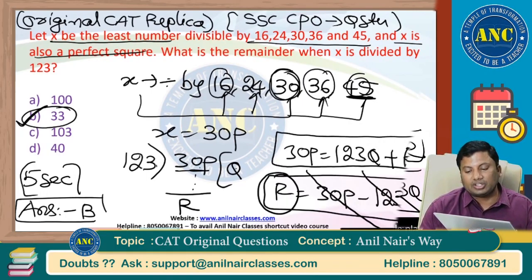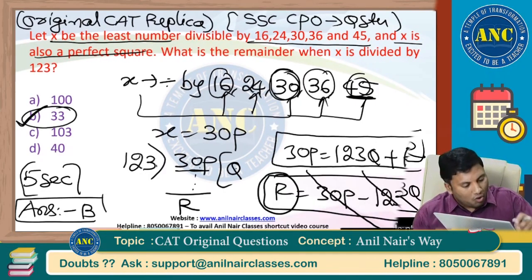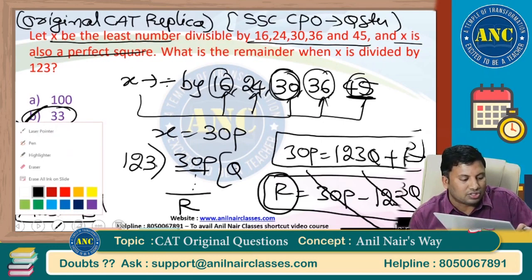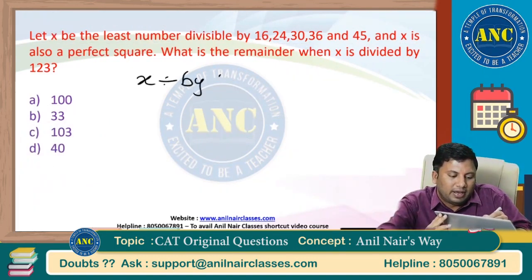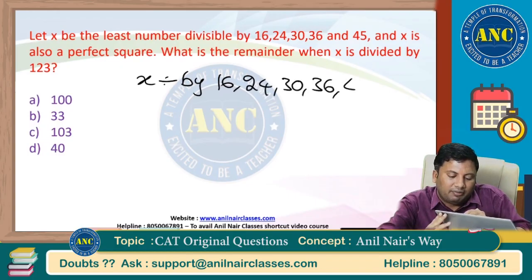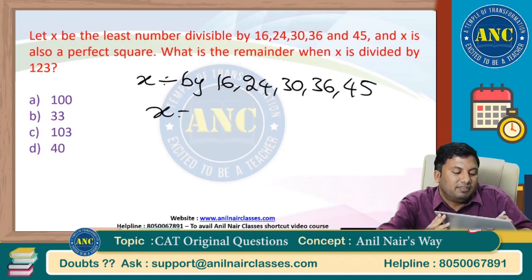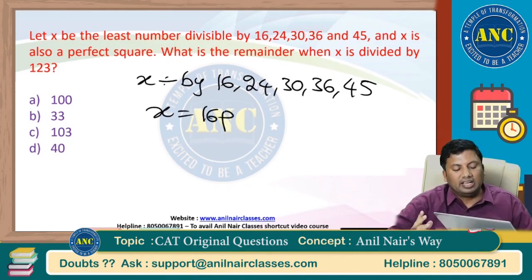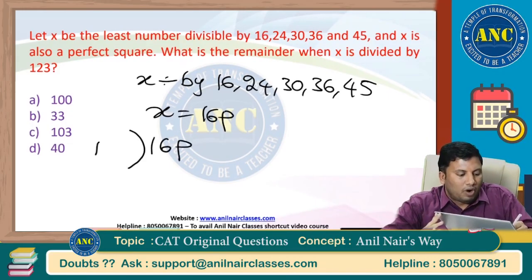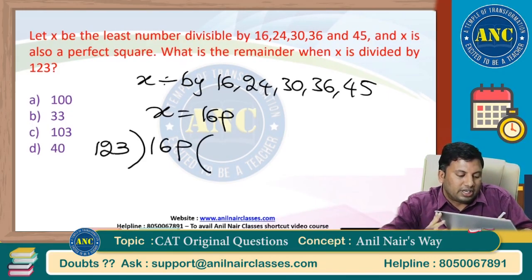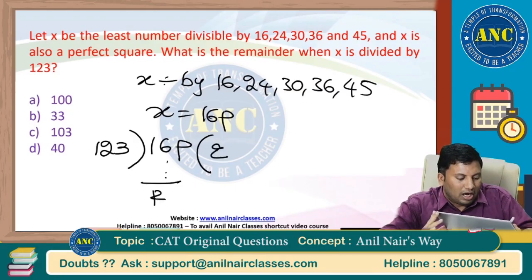Sir, you took only 30. Can I take 16, 24, 36 and 123? Why not? Please check with other values. That also will give you the same answer. X is divisible by 16, 24, 30, 36 and 45. X is divisible by 16, so it is 16p. 16p is divided by 123. Quotient is q. Remainder we don't know, r.